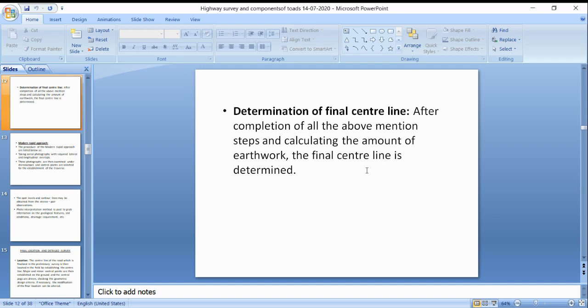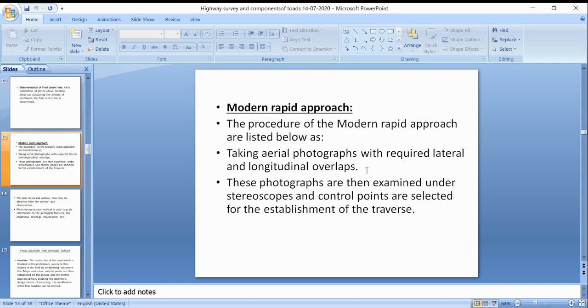So in the preliminary survey, we are going to see all this. Next comes the modern rapid approach. Conventional and modern types are there. In the conventional approach, we go manually and take all the details of the soil and all the topographical conditions of the field at that place.